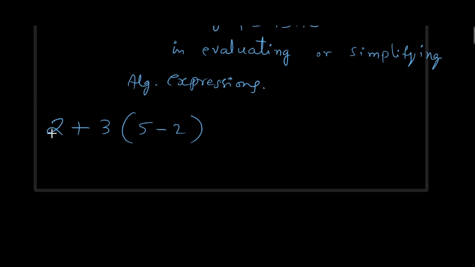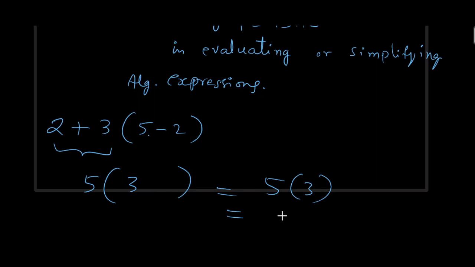For example, 2 plus 3. They will add the 2 first. So 2 plus 3 is 5. 5 times, and they will do this one, 5 minus 2 is 3. So we get 5 times 3, which equals 15. So this is the answer we will get. But is this correct? No, this is wrong.